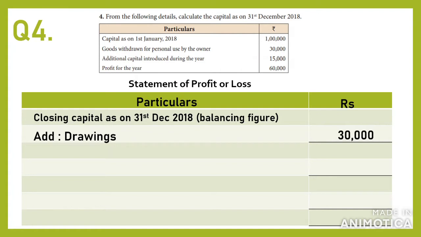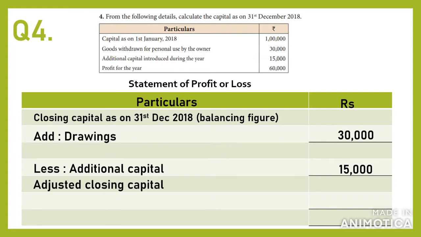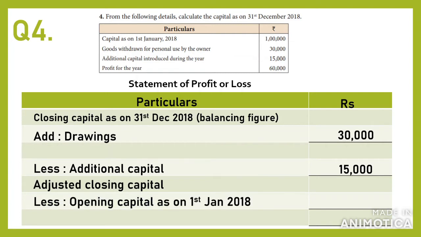So you just put 30,000 as drawings, and then less additional capital. Additional capital introduced during the year is 15,000. So you say 15 here, and then what is going to be the adjusted closing capital? Again, you don't know at this point, you just leave it blank. Less opening capital as on 1st January 2018 is how much? 1 lakh. This is given in the problem. And then what else is given? Oh yes, profit for the year. Profit for the year is how much? 60,000. Fine.